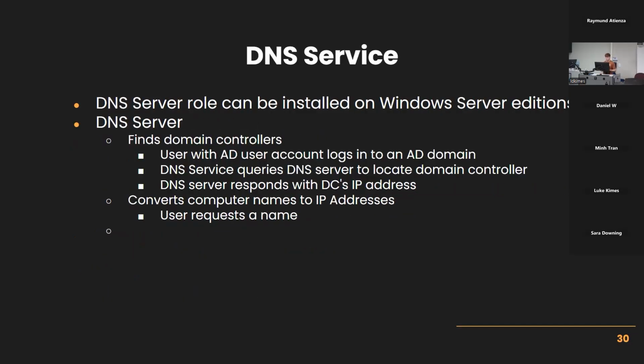So the DNS server role can be installed on any Windows server. It's installed by default when you make a Windows server a domain controller because it's necessary for the Windows domain to function to have DNS. But you can also install extra DNS servers on other Windows servers on the domain and then use them if you want to.